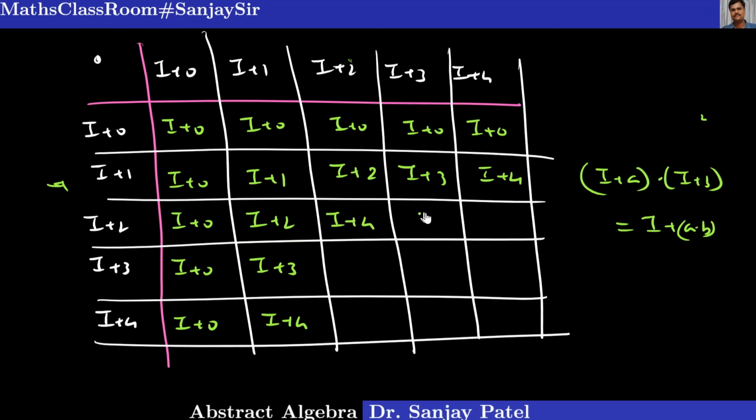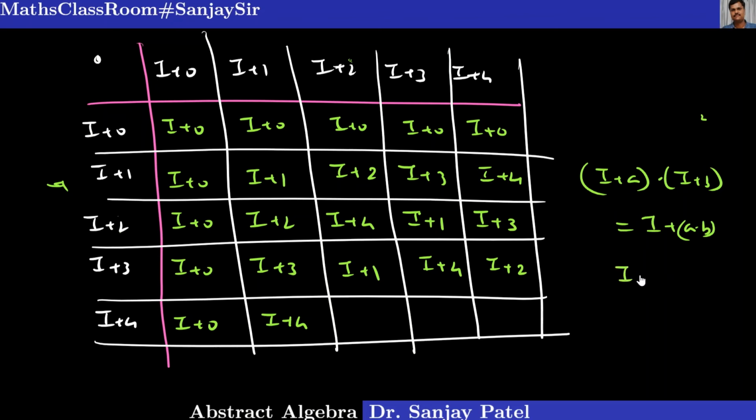Then to write down this element, I plus 2 into I plus 3, that is I plus 6. But I plus 6 is the same as I plus 1. I plus 2 into I plus 4 is I plus 8. And I plus 8 is the same as, say, I plus 3. Then I plus 3 into I plus 2, I plus 6, that is I plus 1. I plus 3 into 3 is 9, and 9 is equal to 4. Then 3 4s are 12, and 12 is equal to say 2.